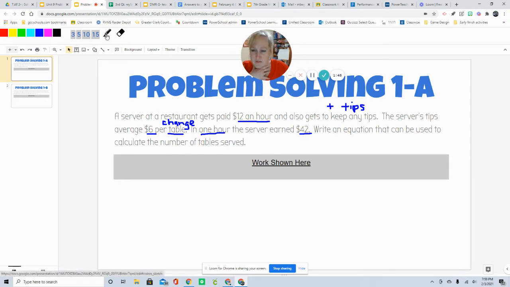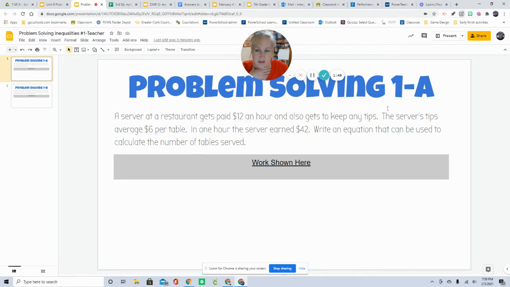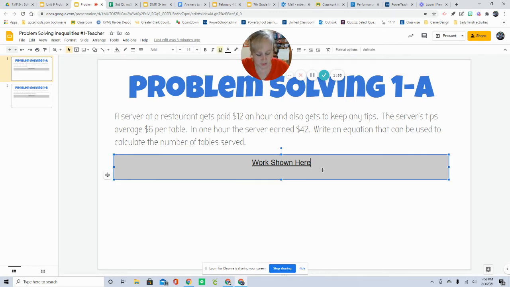So let's see if I can figure out how to make this start writing again. There. It erased everything. So if this person gets 12 an hour, that means 12 an hour. So I'm going to put 12H. That makes sense to me.